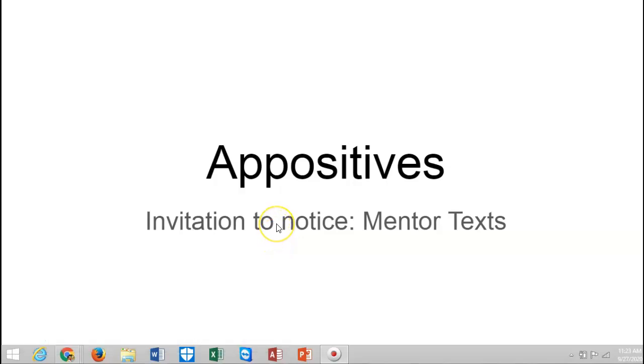Hello, Mustangs. Today we are going to be wandering into the world of appositives, and we're going to use an inquiry-based method where I'm going to give you some mentor text, and I want you to try to figure out what each of the texts are doing and why they're doing it.